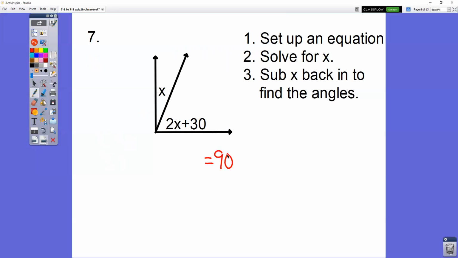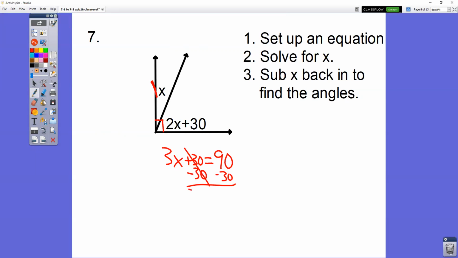These angles are complementary angles. Complementary angles add up to 90 degrees. So we want to add together our x's and our x's. 1x plus 2x is 3x. Then we just have a plus 30. So our equation is 3x plus 30 equals 90.